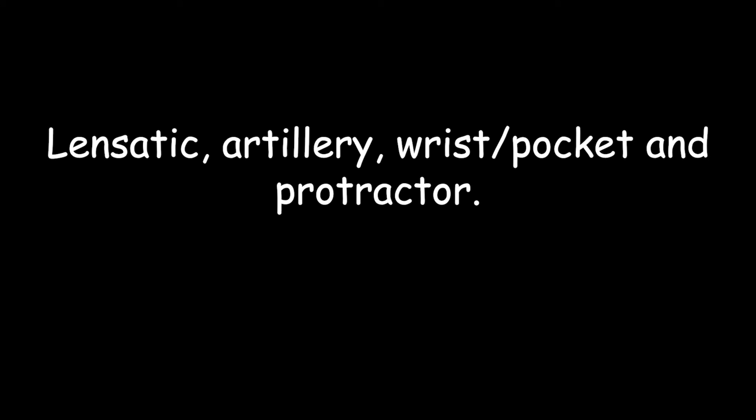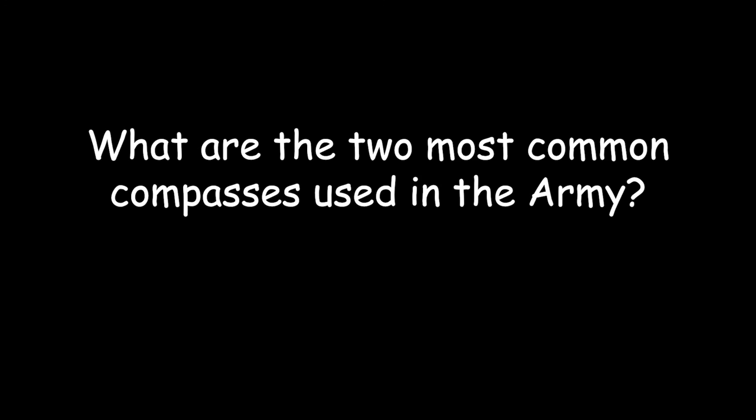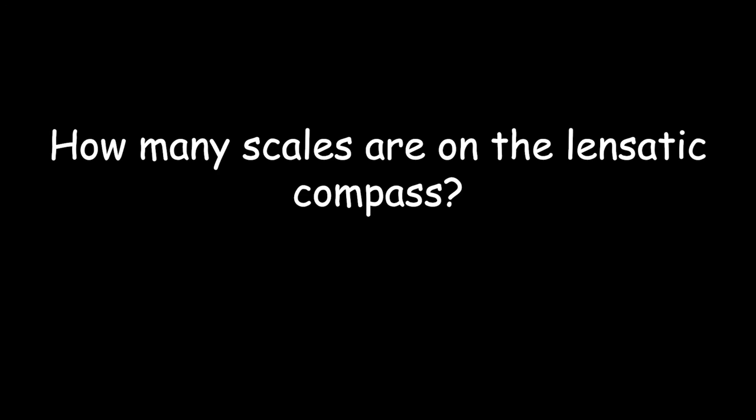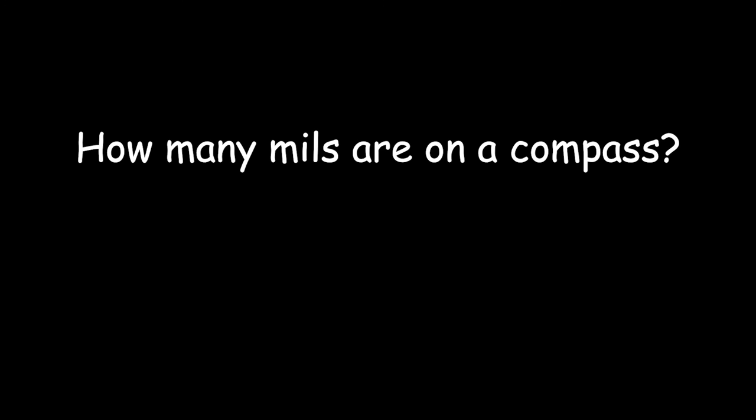Name some types of compasses: lensatic, artillery, wrist, pocket, and protractor. What are the two most common compasses used for the military? They are the lensatic and the artillery compass. How many scales are on a lensatic compass? 2. How many mils are on a compass? 6,400.